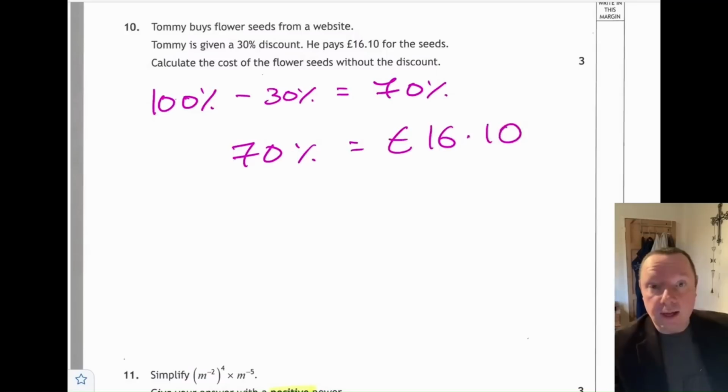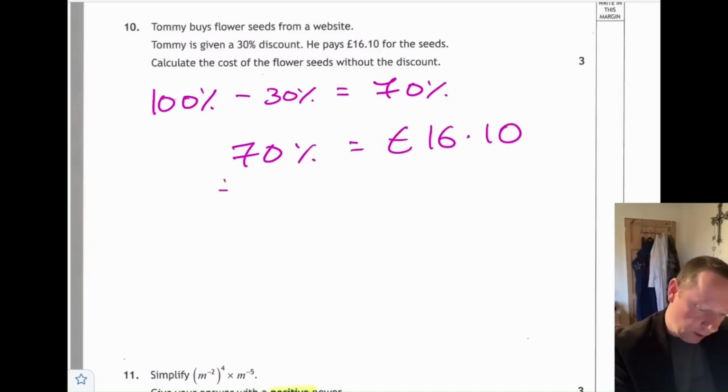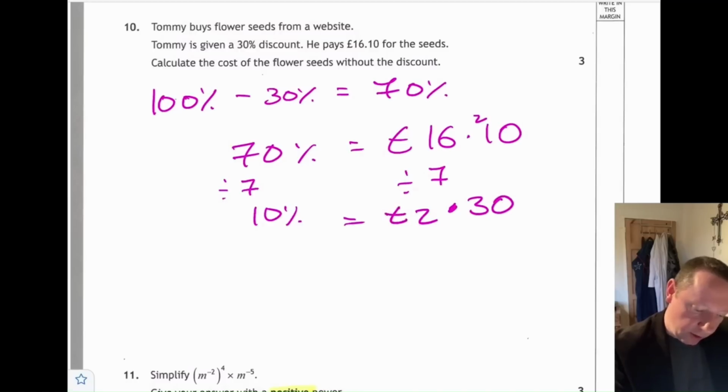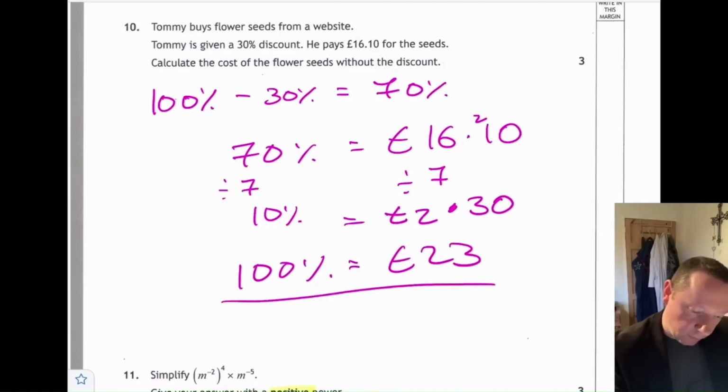We could go down to 10% and back up to 100% hopefully. So let's just go down to 10%, divide by 7 to give me 10%. So that gives me 7 2s are 14, 2 left over, 7 3s are 21, and 0, £2.30 for 10%. So 100% must be £23.